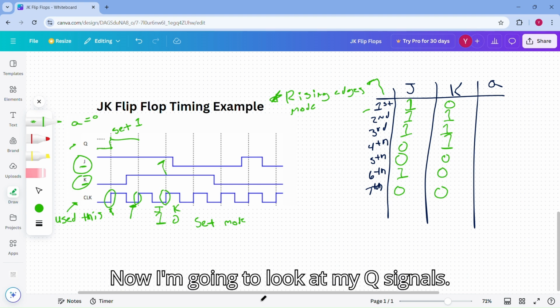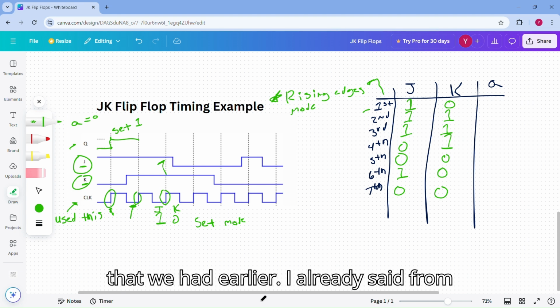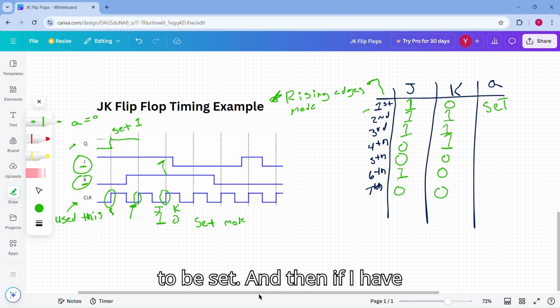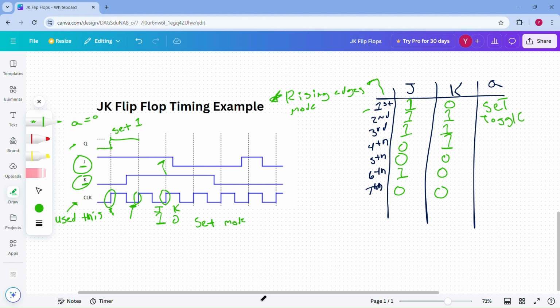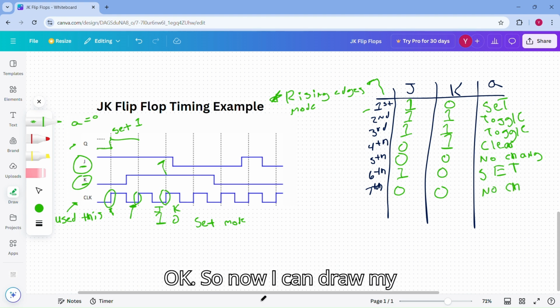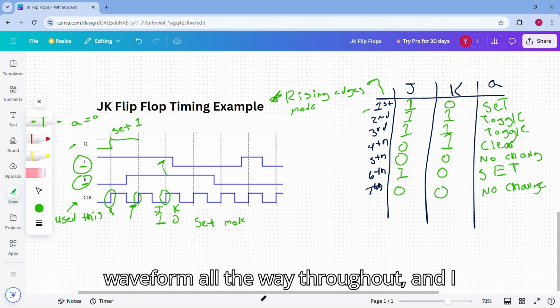Now I'm going to look at my Q signals, and I'm going based off that truth table that we had earlier. I already said from doing that first example, this is going to be set. And then if I have 1s for both my inputs, it's going to be toggle. Next case is toggle again. I will then have clear. 0, 0 is no change. 1, 0 is going to be set. And then I have no change again. Okay. So now I can draw my waveform all the way throughout.